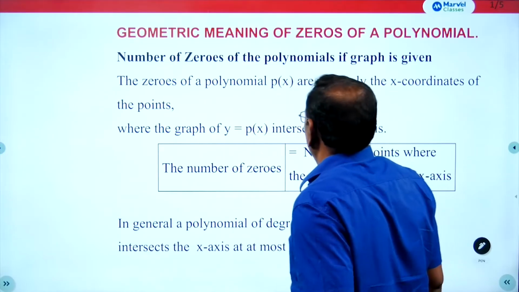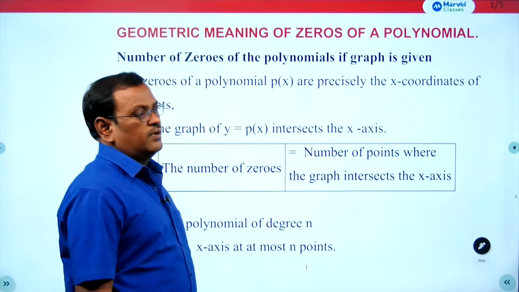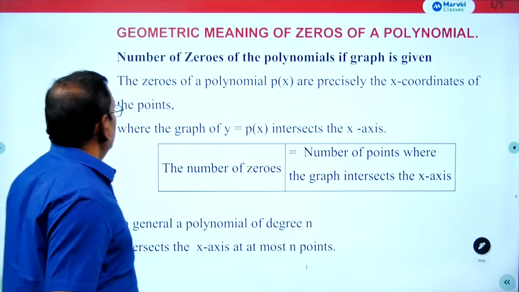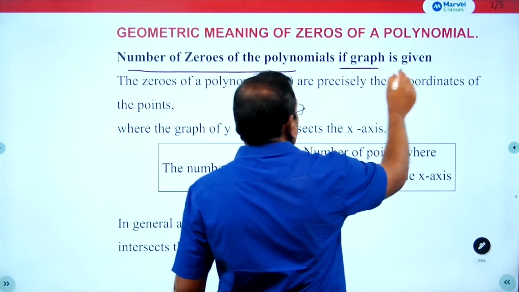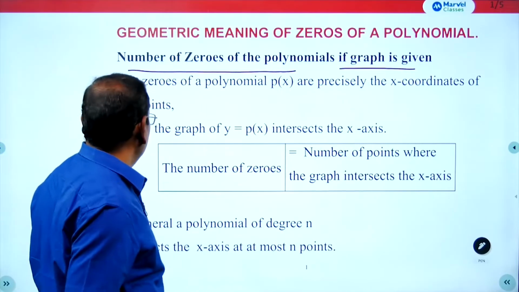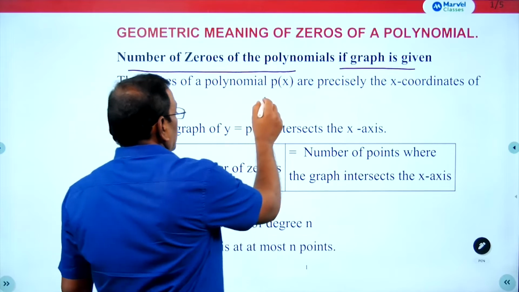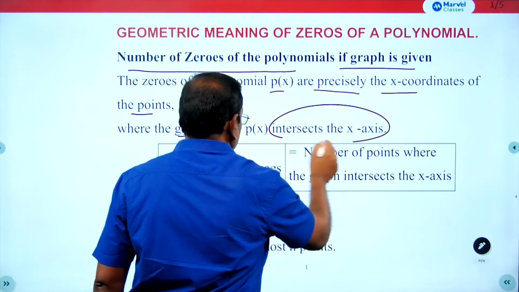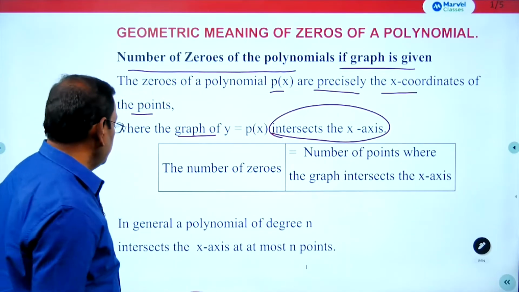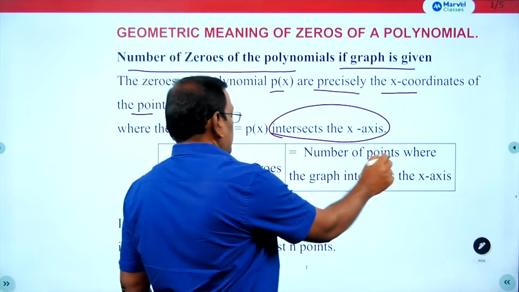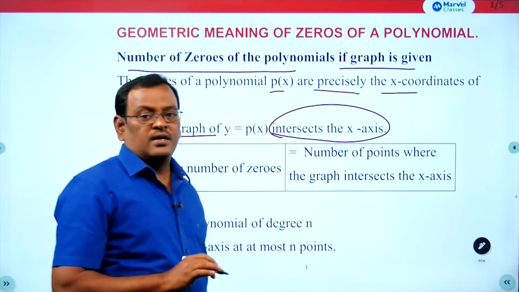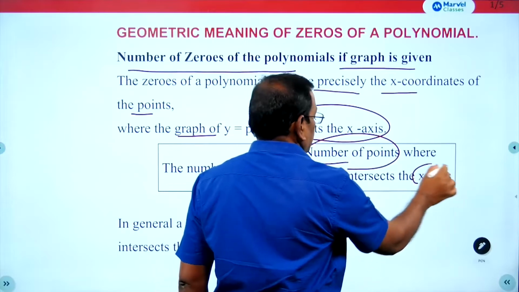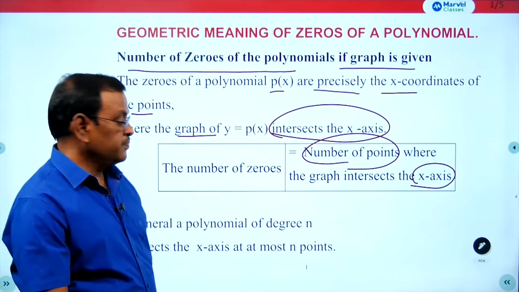Geometrical meaning of zeros of a polynomial. In this, if a graph is given, how to find the number of zeros, that is the concept. Zeros of a polynomial p of x are precisely the x coordinates of the points where the graph intersects the x axis. Simply, number of zeros equals the number of points where the graph intersects the x axis. This is the concept for this topic.